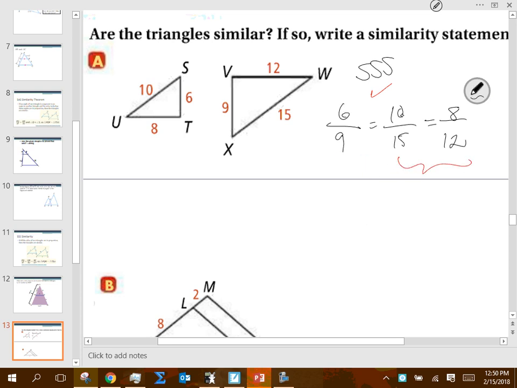Let's look at these two. What's 10 times 12? 120. What's 15 times 8? 120. Those two are equal, right? So this proportion says those two ratios are equal. Do I have to do cross products of those two? No, because 6/9 is equal to 10/15, which is equal to 8/12. The transitive property says that 6/9 will automatically be the same as 8/12.